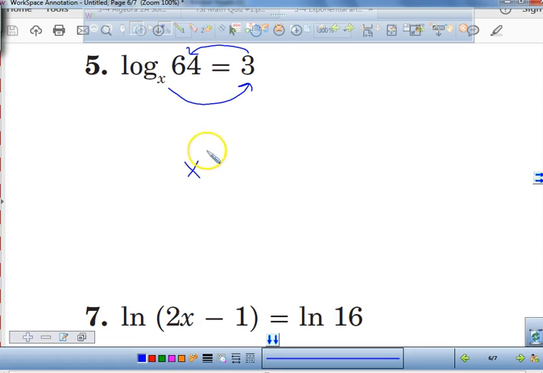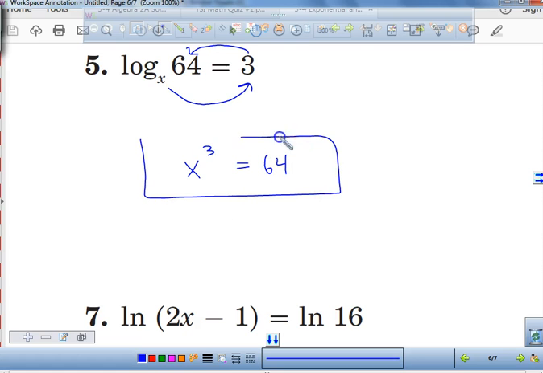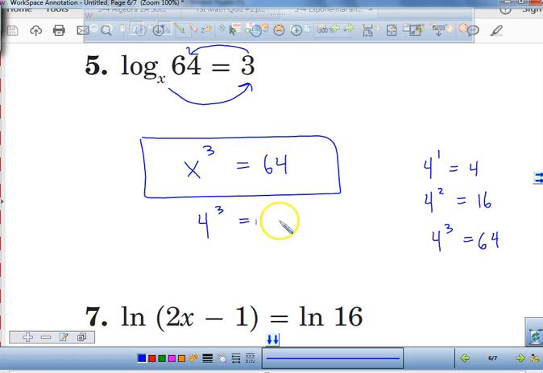X raised to the power of 3 equals 64. Very good. So everybody, this concept, how to change it from logarithmic form to exponential form, you must know how to do this when you take our first quiz coming up soon. Okay? Now, you guys should also know your 4s. You should know 4 to the first is 4, 4 squared is 16, and 4 to the power of 3 is 64.